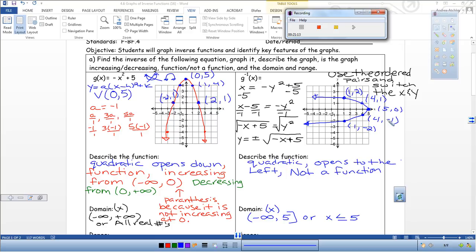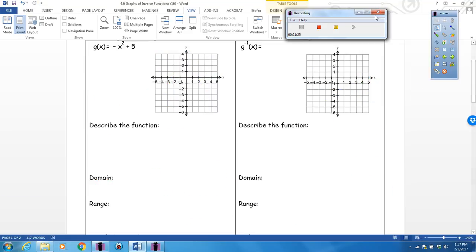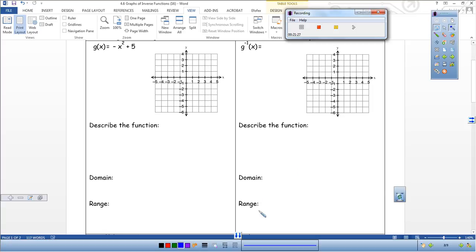Okay, the range is the y values. And the y values are just going to keep getting bigger and keep getting smaller forever. So the range here is going to be negative infinity to positive infinity, or all real numbers. Any questions over that? We're good? Okay, next example.